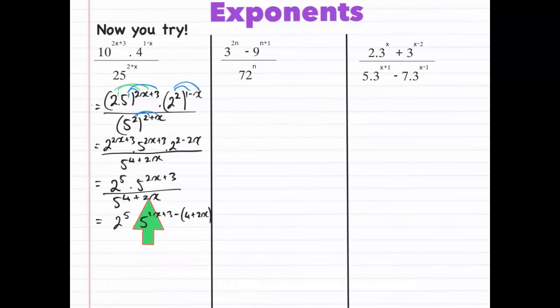Remember, we're minusing with two terms here, so both terms in brackets, so the minus can change both signs. So this will be 2 to the power of 5 times 5. Now let's do this all in one go. 2x minus 2x, because a minus times a plus 2x is a minus. So 2x minus 2x gives me 0, and then 3 minus 4 gives me a minus 1. And then I end up with the following: 2 to the power of 5 over 5, which is 32 over 5. And I am done.